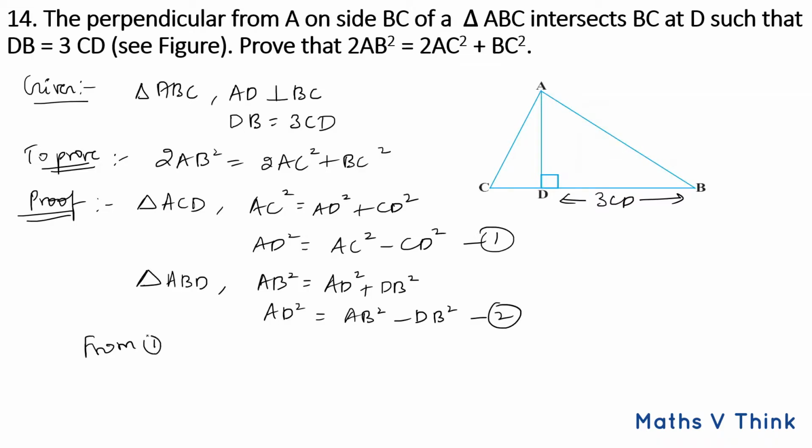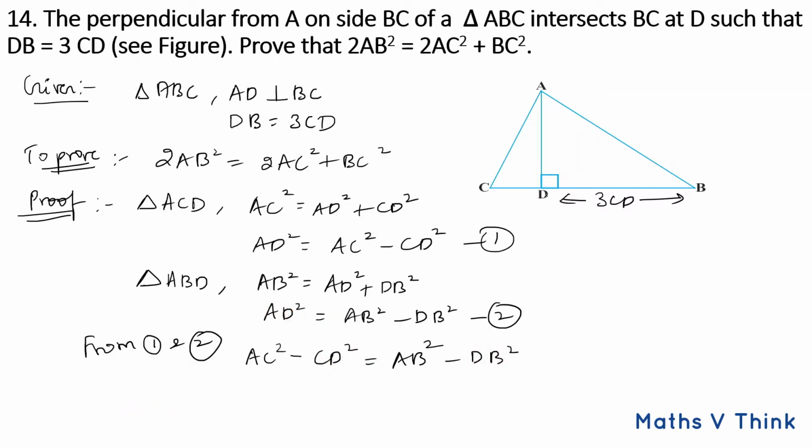From 1 and 2, I can see AD square is common, so can I tell the right hand sides will be equal? So AC square minus CD square is equal to AB square minus DB square. Now in the question you can see AB square is involved, AC square and BC square. So we have AC square, AB square and we have CD and DB. So we need to write in such a form so that we get it in the form of BC.